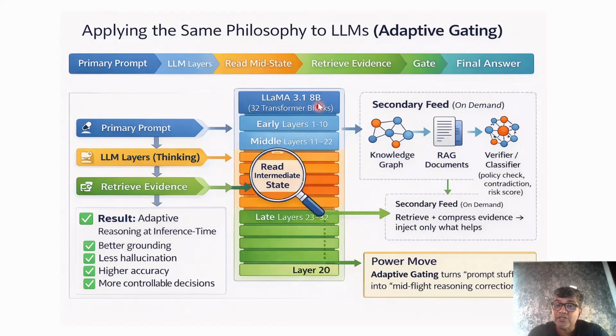The advantage we saw is that the output, from a reasoning standpoint, was much better because this resulted in adaptive reasoning at inference time. The model was better grounded. We saw less hallucination, higher accuracy, and more controllable decisions. Obviously, this throws open a plethora of architectural discussion: maybe at layer 20, when we're reading the value, and at layer 23, when we're putting that secondary feedback into the system, we could do a lot more.